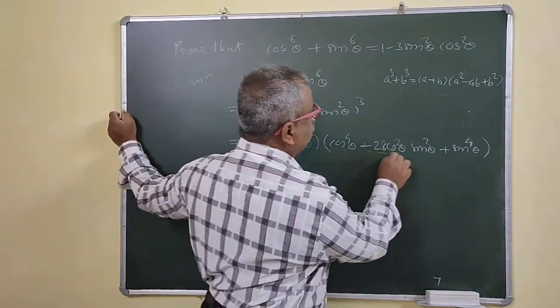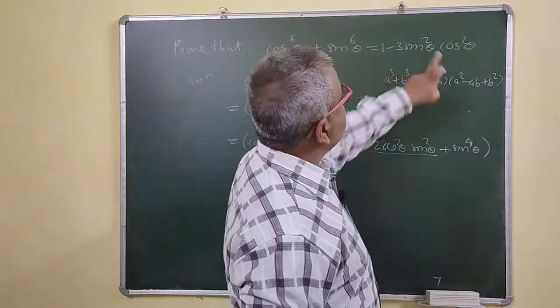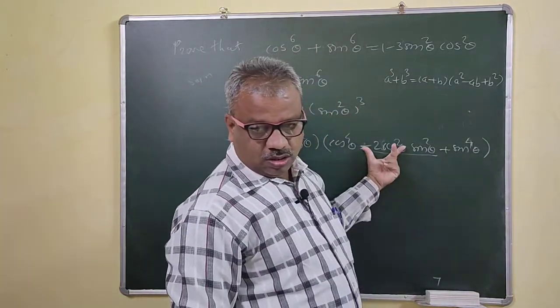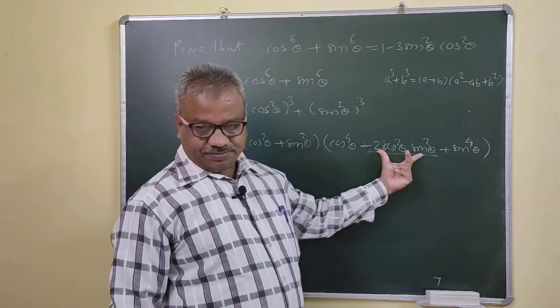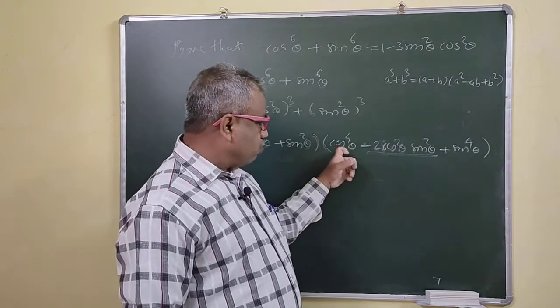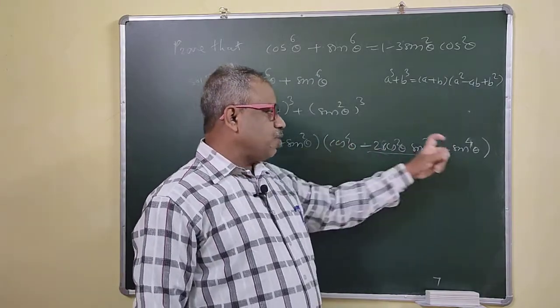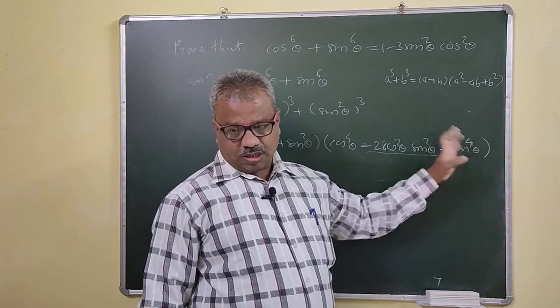Now what we'll do, this is cos to the power 4 theta. So this you want, sin square theta cos square theta, so don't do anything for this term. So now you have to simplify this cos to the power 4 theta plus sin to the power 4 theta, right?